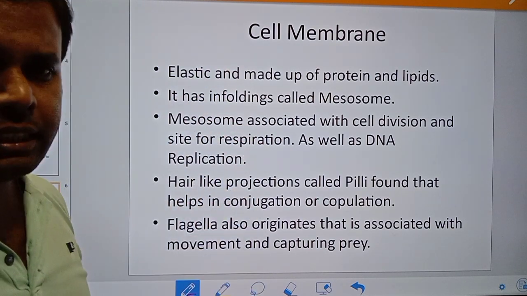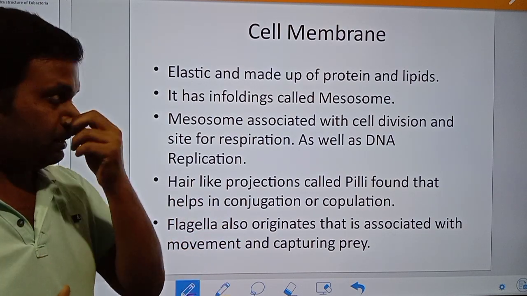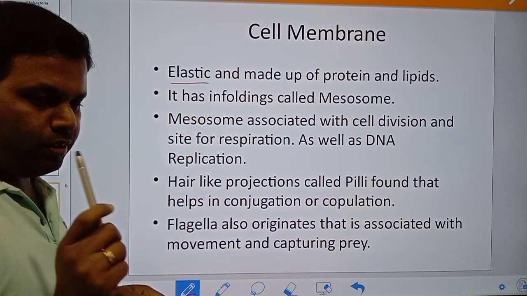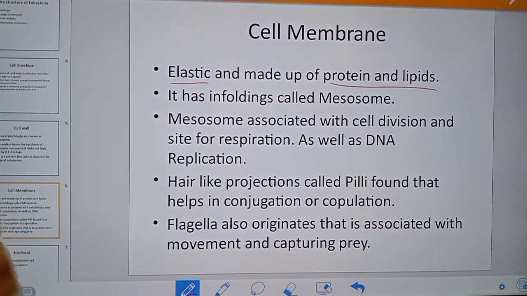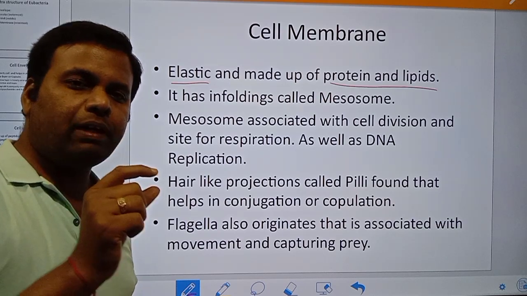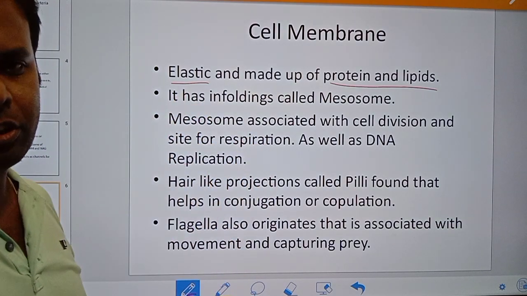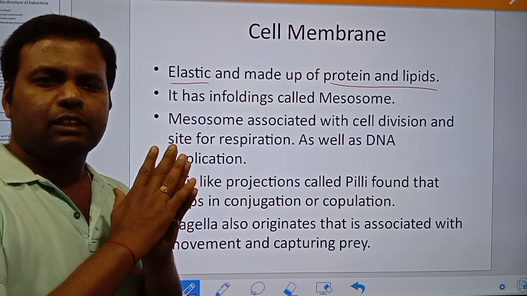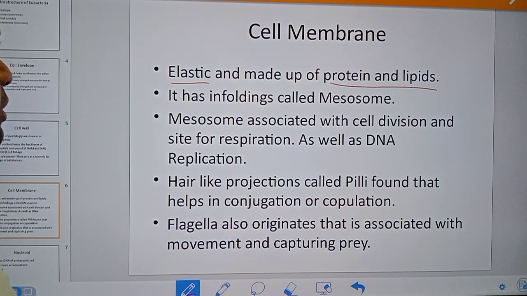It is a little bit elastic in nature. Second, it is made up of proteins and lipids, a lipoproteinaceous structure. The cell membrane is mostly made up of lipids and proteins. In the next classes, in eukaryotes, we will discuss the cell membrane structure, which is almost similar in all types of cells, similar structurally and in chemical composition also.